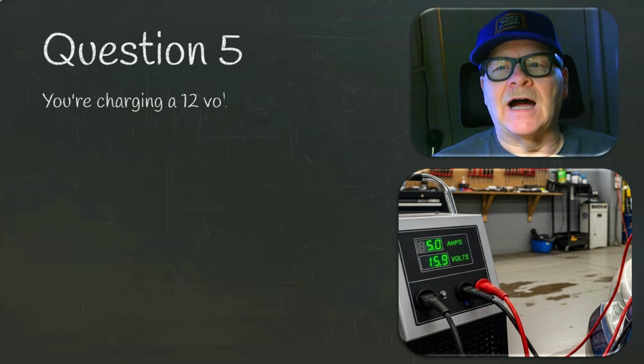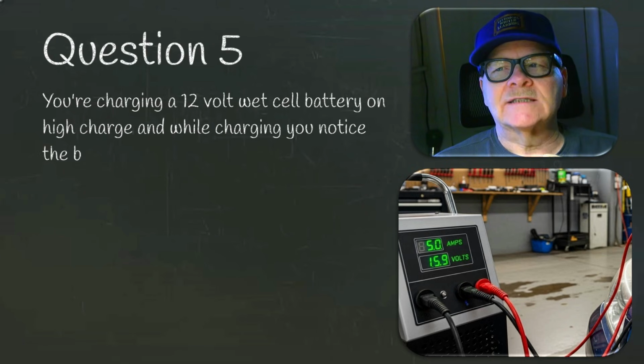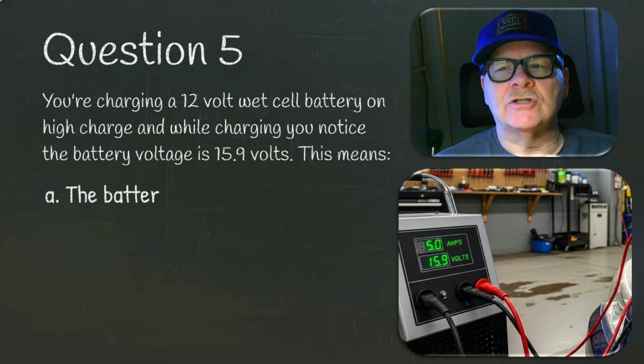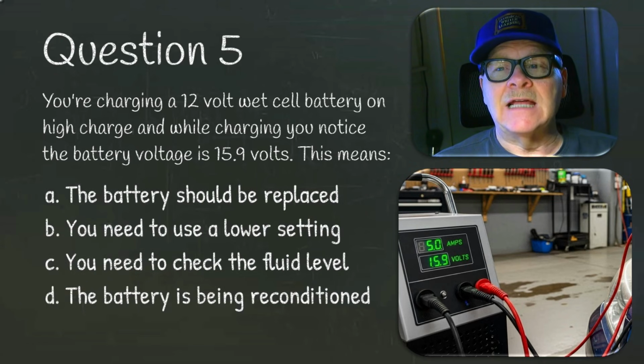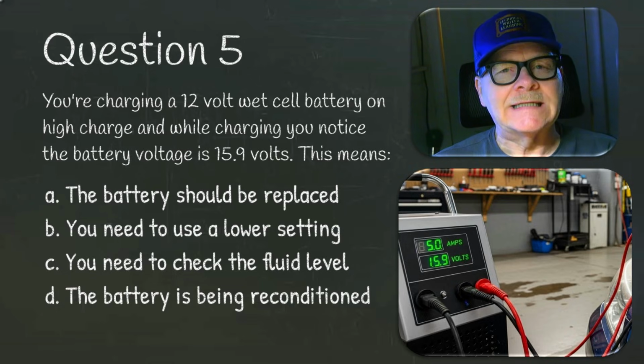Question number 5. You're charging a 12-volt wet cell battery on high charge, and while charging you notice the battery voltage is 15.9 volts. This means A, the battery should be replaced, B, you need to use a lower setting, C, you need to check the fluid level, D, the battery is being reconditioned.